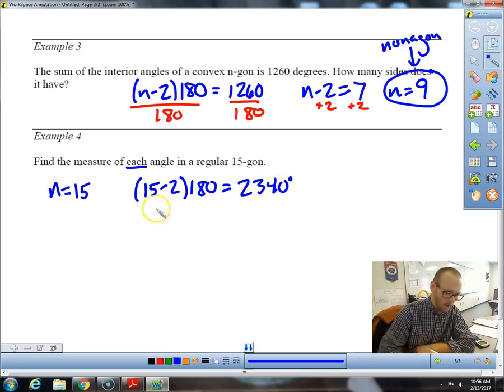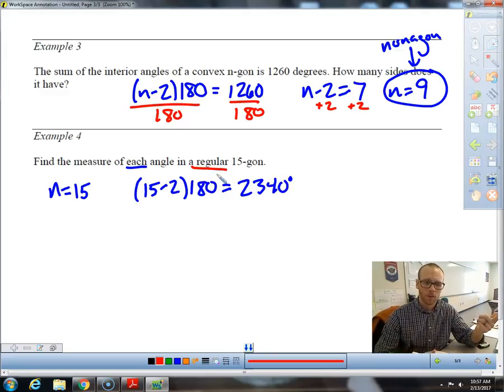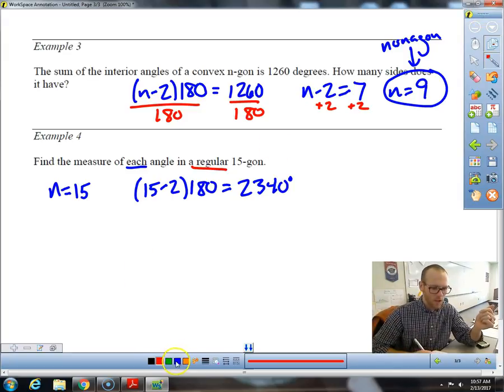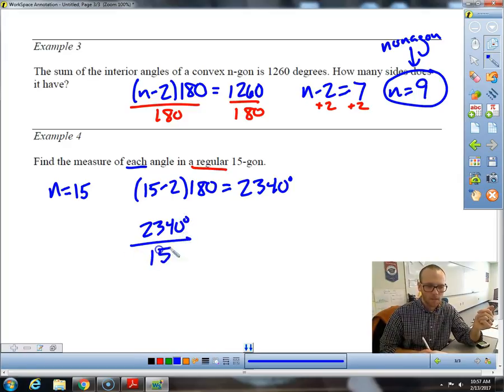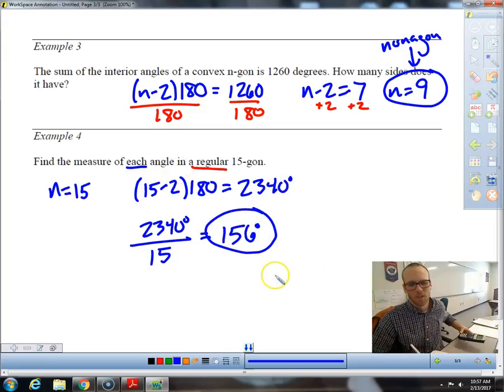Now, a key word in this problem is that this is a regular 15-gon. What does that tell us if a polygon's regular? Well, doesn't it tell us that all the sides are congruent, that all the angles are congruent? Well, if all the angles are congruent and it's a 15-gon, how many angles are there? There's 15 of them, right? So to find out what each angle is, we can take 2,340 degrees and divide it by the 15 angles to figure out what each angle is. So when I take that number and divide it by 15, I figure out that each angle is 156 degrees.